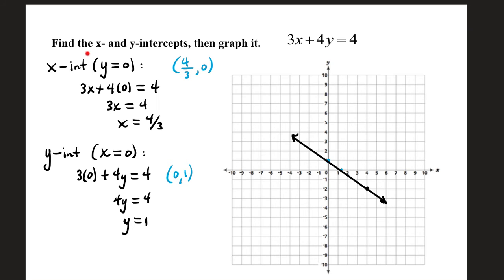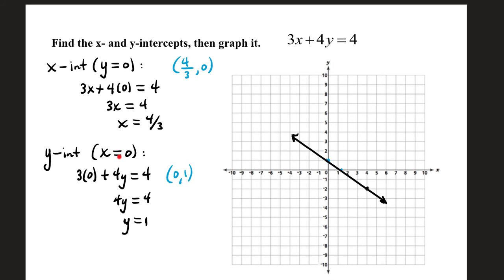Our x-intercept can be found by letting y be 0. 3x plus 4 times 0 equals 4. 3x equals 4, so x has to be 4/3. That gives us the point or ordered pair 4/3, 0. 4/3 is just a little bit larger than 1.